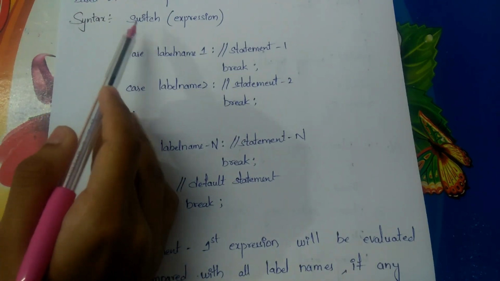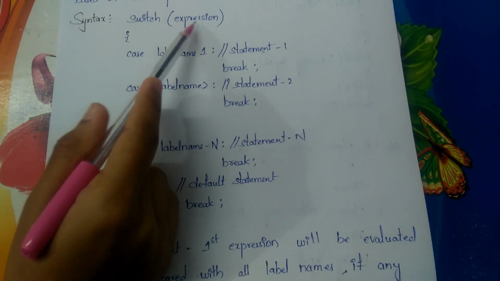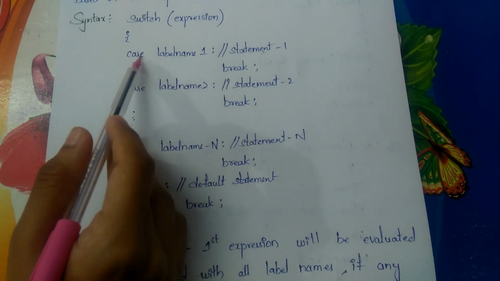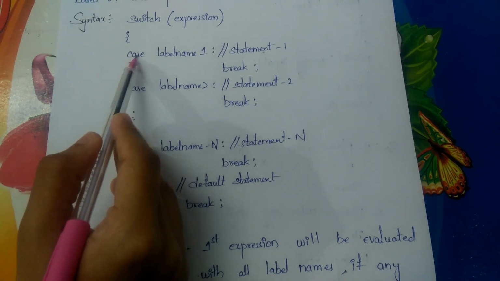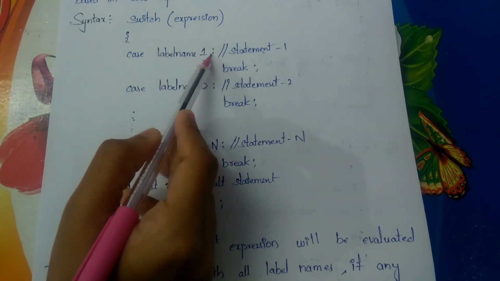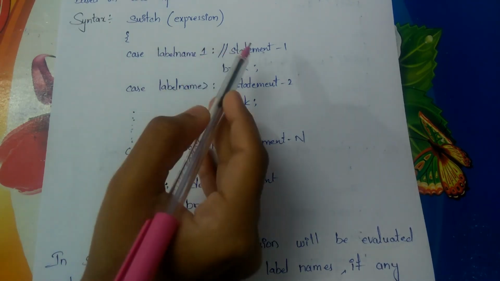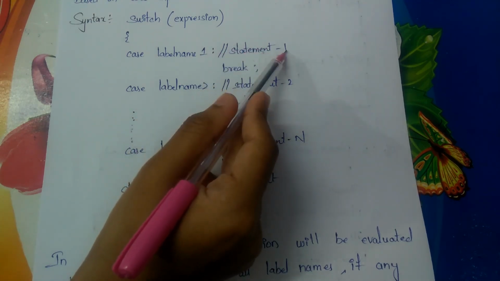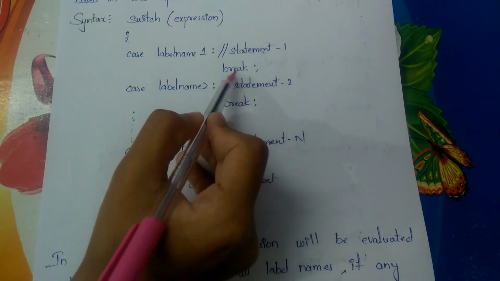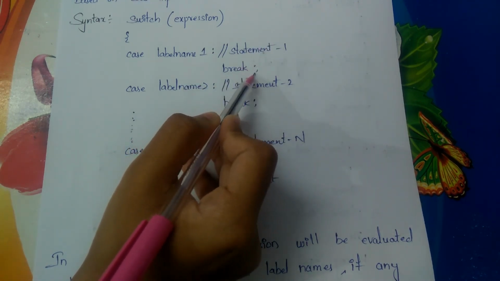For this we use the switch keyword, and within the switch we write an expression. Now the switch block will start. In that we will write some cases: case, with a space, and then the label name 1. After the colon, we will write some statements. After writing the statements, we put a keyword, that is break. This ends with a semicolon.